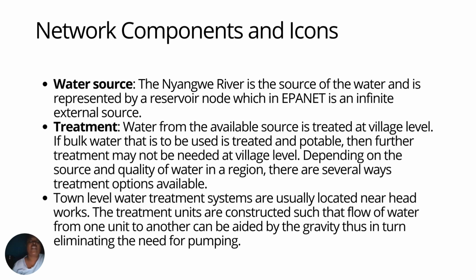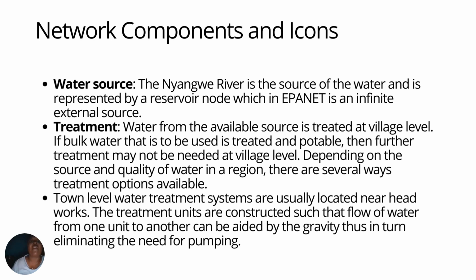Now, for a system to function, it has to have components and icons. Now, the components and icons that you find in a network system, number 1 will be your water source. In this case, it's the Nyangwe River. The Nyangwe River is the source of water and is represented by a reservoir node, which in EPANET is an infinite external source. Now within the network also you'll find the treatment plant.